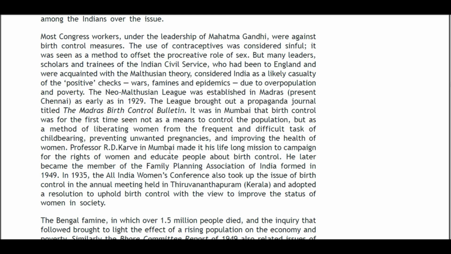Professor R.D. Karve in Mumbai made it his lifelong mission to campaign for the rights of women and educate people about birth control. He later became a member of the Family Planning Association of India, formed in 1949. In 1935, the All India Women's Conference also took up the issue of birth control at the annual meeting held in Thiruvananthapuram and adopted a resolution to uphold birth control with a view to improving the status of women in society.